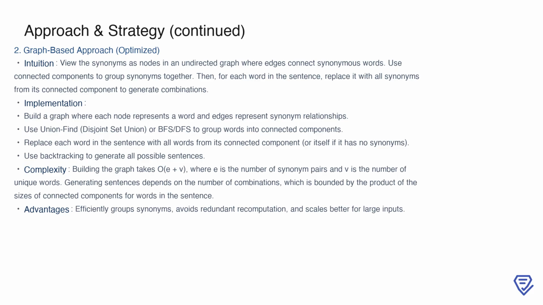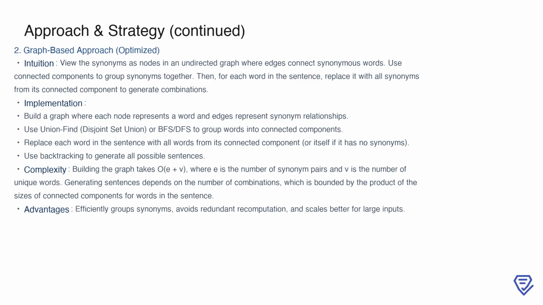Here, we treat synonyms as nodes in an undirected graph, with edges connecting words that are synonymous. The key idea is to group words into connected components, where each component represents a set of words that are all synonymous with each other. For implementation, we first build the graph by treating each synonym pair as an edge. Then, we use an algorithm like UnionFind or BFS/DFS to identify the connected components in the graph.